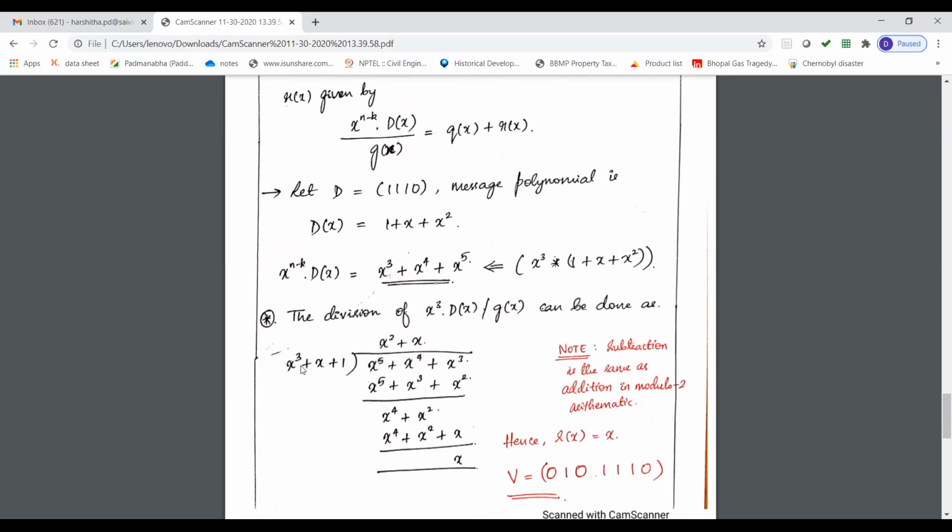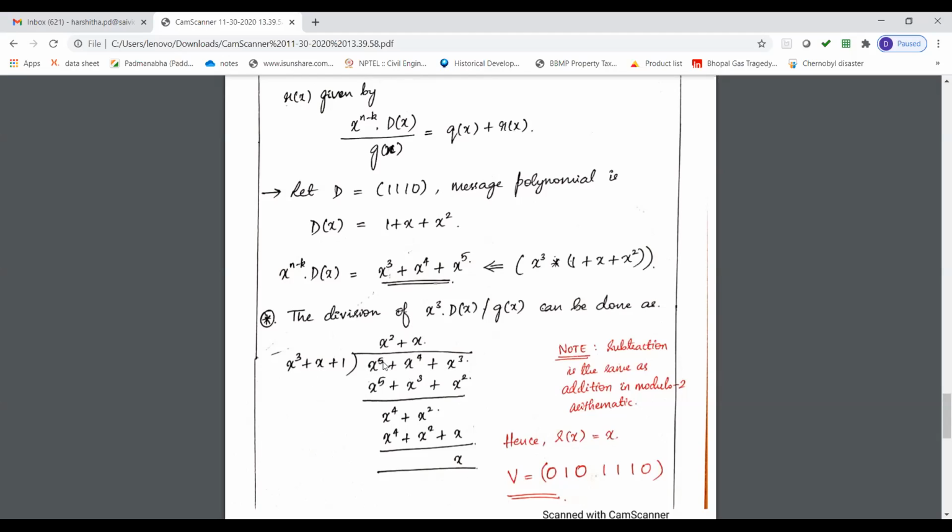So we'll write the generator polynomial over here, x cube plus x plus 1, and the d of x into x to the power of n minus k. I'll write it here in the order of decreasing powers. Okay, so x to the power of 5 plus x to the power of 4 plus x to the power of 3. G of x also you're supposed to write in the similar way. You will have performed polynomial division in your lower semesters, so I hope all of you know this.